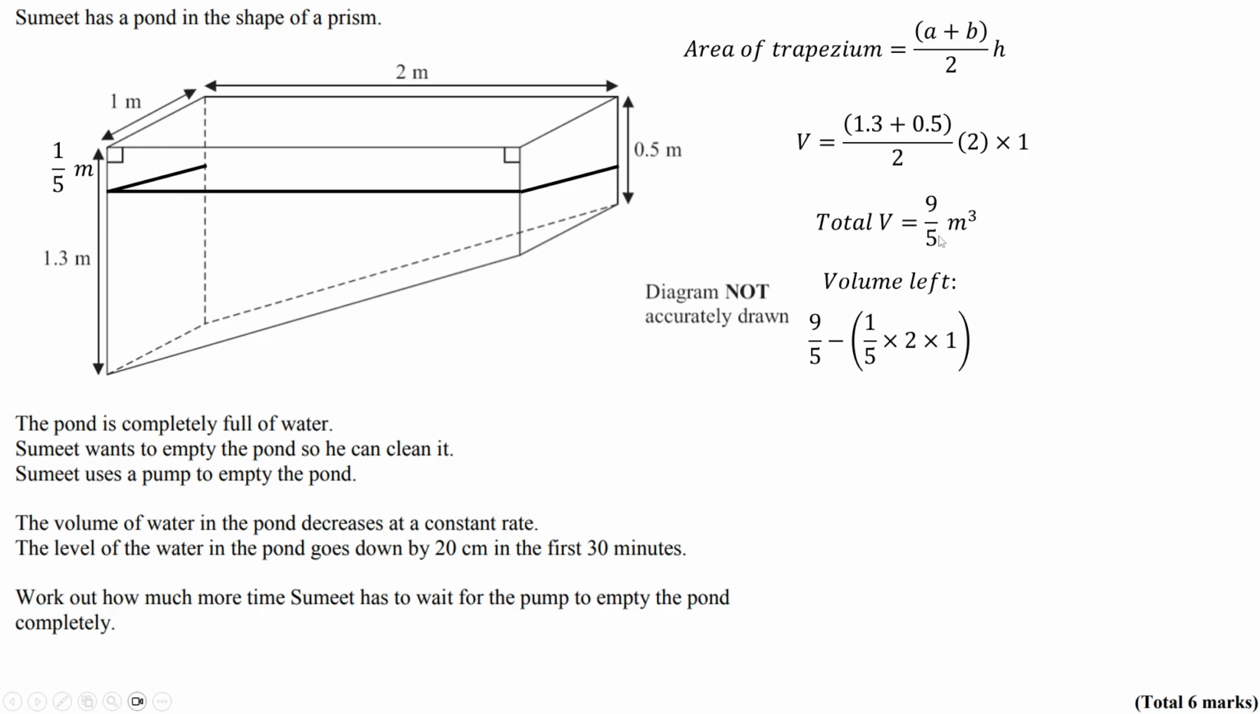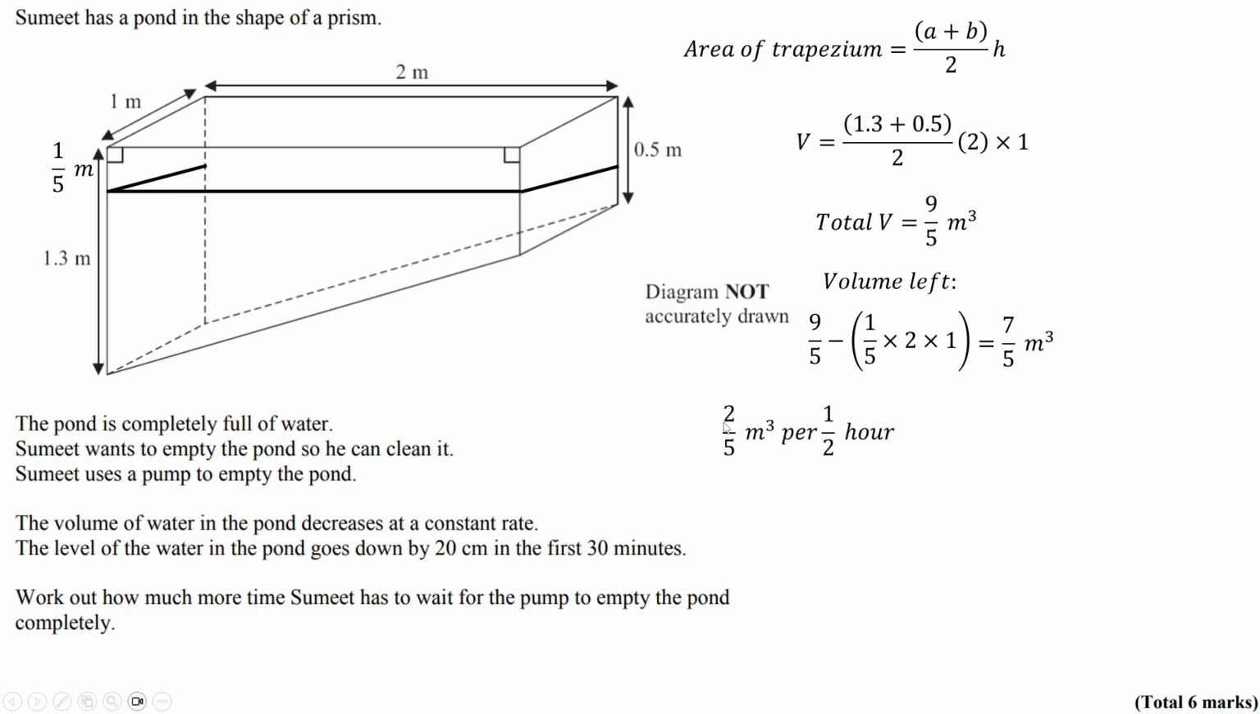Now our original volume, take away what's already been removed, will give us the volume left, which is 7/5 meters cubed, or 1.4. Because that's the water that we've already removed after 30 minutes, we can say that this here, 2/5 meters cubed, is removed every half an hour.